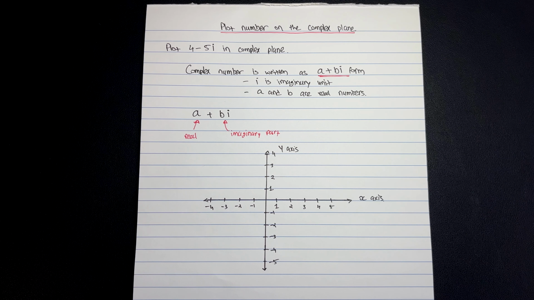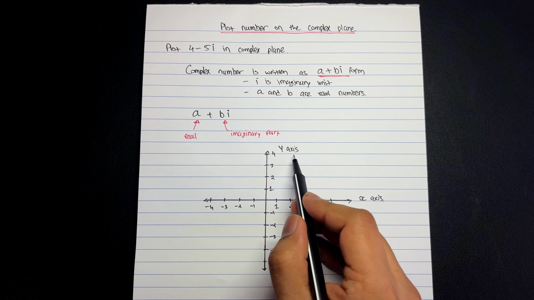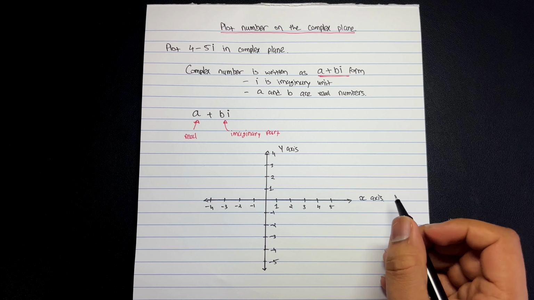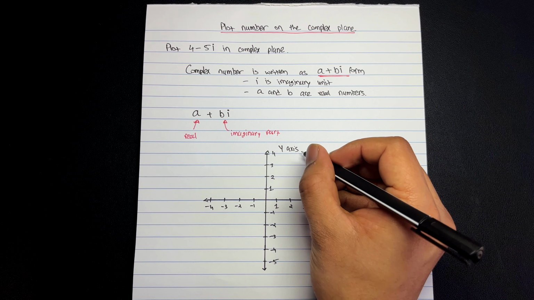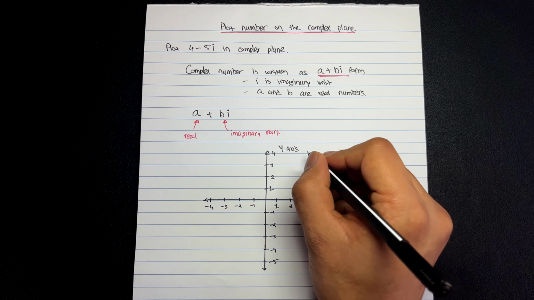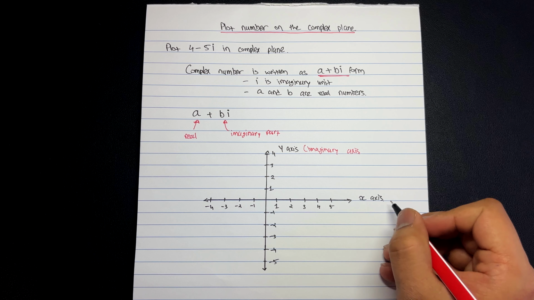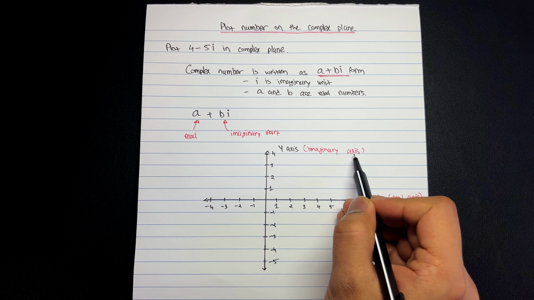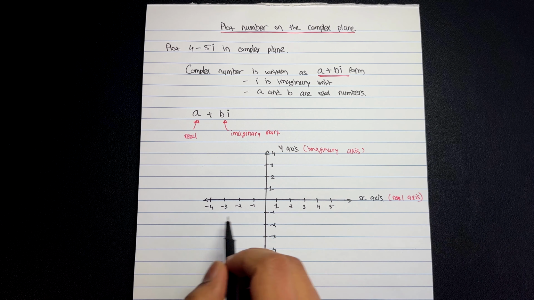So here's the graph, and all of you should know that this vertical line here is called the y-axis, and this horizontal line is the x-axis, right? However, on the complex plane, y-axis can also be called imaginary axis, and x-axis can be called real axis. So on the imaginary axis, we plot the imaginary part, and on the real axis, we plot the real part.